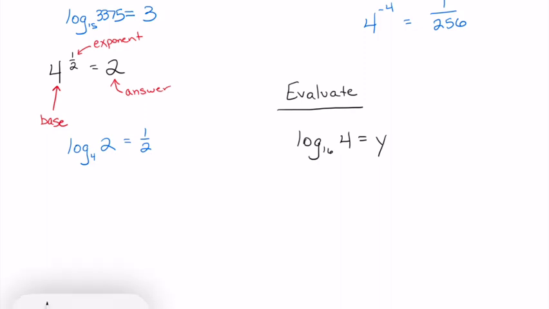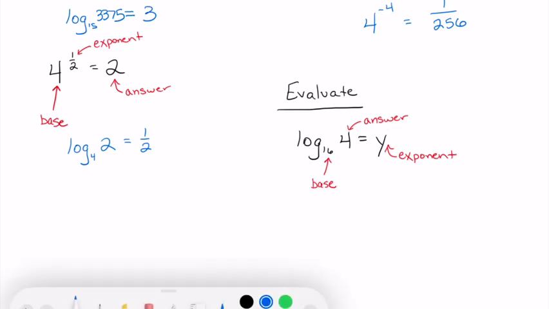Okay, so to solve this, let's rewrite this as an exponential function. So the base is 16, log base 16 of 4. A log is an exponent. It equals the exponent. And so then, of course, the only number left, this 4, must be the answer to our exponential equation. And so we're going to write this as 16, our base, to the y power equals 4. Okay, so 16 raised to what power is going to give us 4?